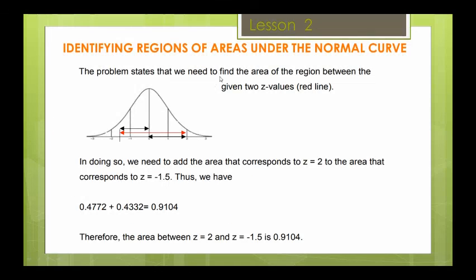Okay, so the problem states that we need to find the area of the region between the given two values. The z is equal to negative 1.5 is from 0 to the left side, and z is equal to 2 is from 0 to positive 2. So the value for z is equal to 2 is 0.4772 plus the value for z is equal to negative 1.5, which is 0.4332. If we sum it up, that is equivalent to 0.9104. Therefore, the area between z is equal to 2 and z is equal to negative 1.5 is 0.9104.